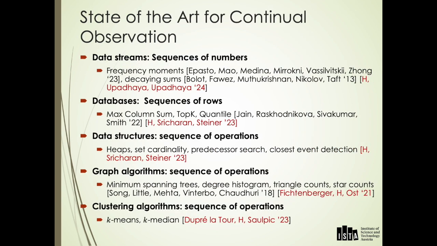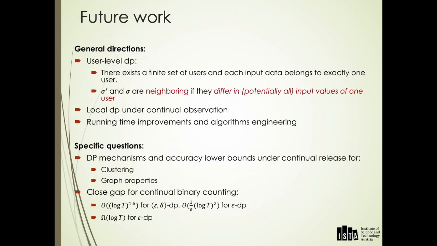Now there has been work in the continual setting in these five cases. We have data streams, which are sequences of numbers. We have databases, which are sequences of rows that have been analyzed. Data structures, where you have sequences of operations, for example, heaps. Graph algorithms, where you have, again, sequences of operations, insertions and deletions of edges. Clustering algorithms, where you have insertions and deletions of points, and you want to maintain some clustering of them. All this has been studied, but, of course, it's still in the beginning, meaning we don't necessarily have the best answers for them. So what are future directions?